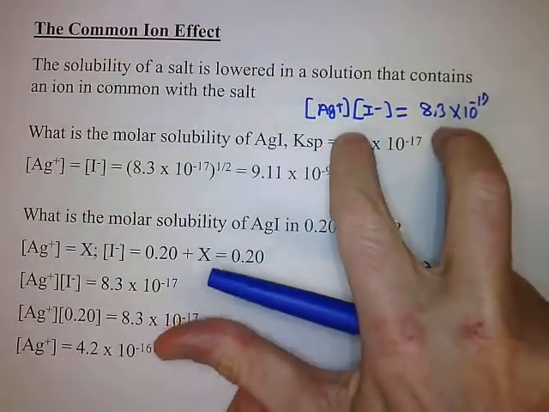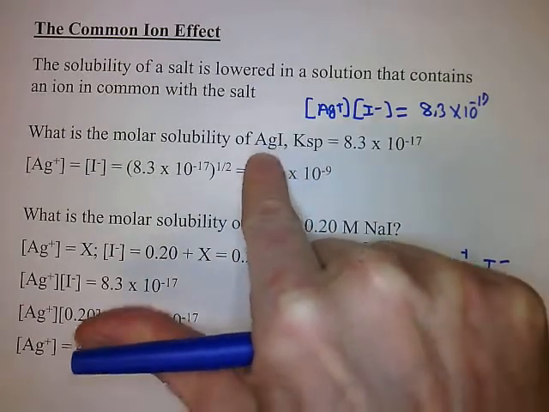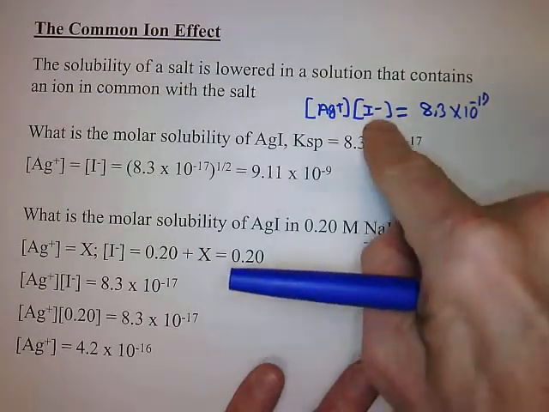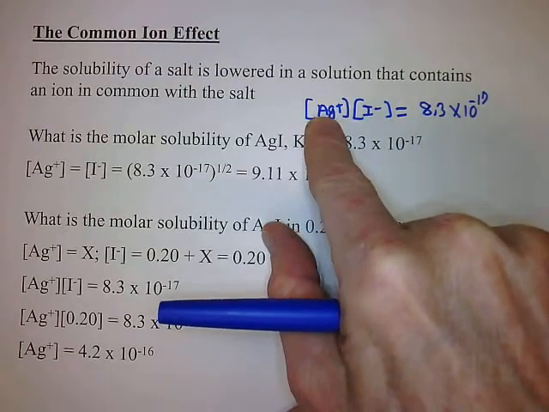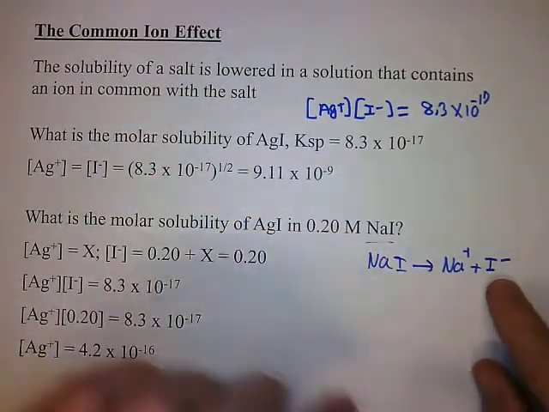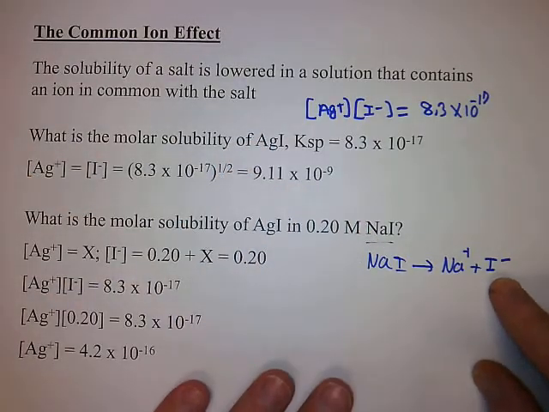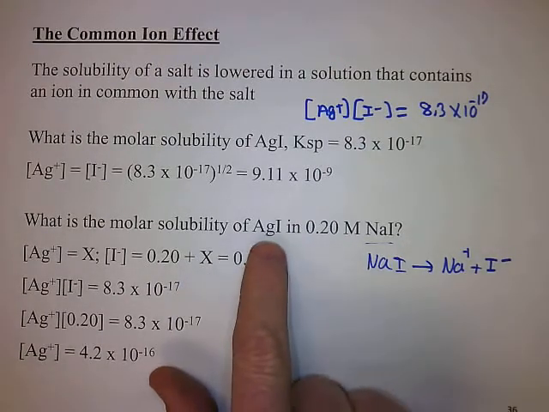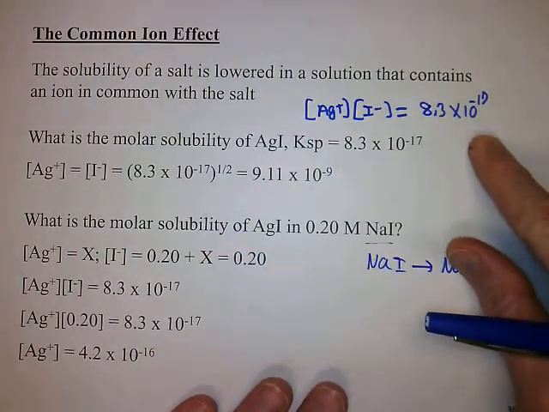This cannot be exceeded. So if we're trying to dissolve this in a solution that already has 0.2 molar iodide, in other words, if this is starting at 0.2, this is going to be much lower. In other words, we're limiting it. This is what we call the common ion. Iodide is common to both compounds, sodium iodide and silver iodide. We will limit how much of this can dissolve because the product of these ions cannot exceed the KSP.